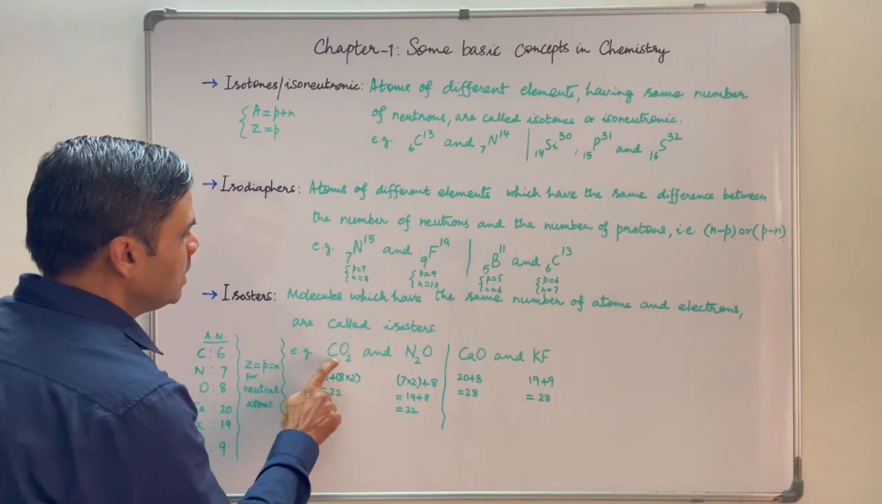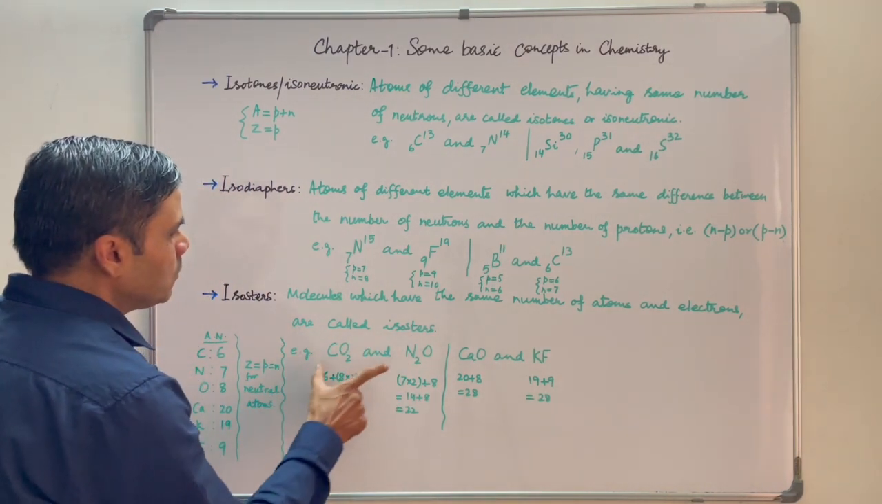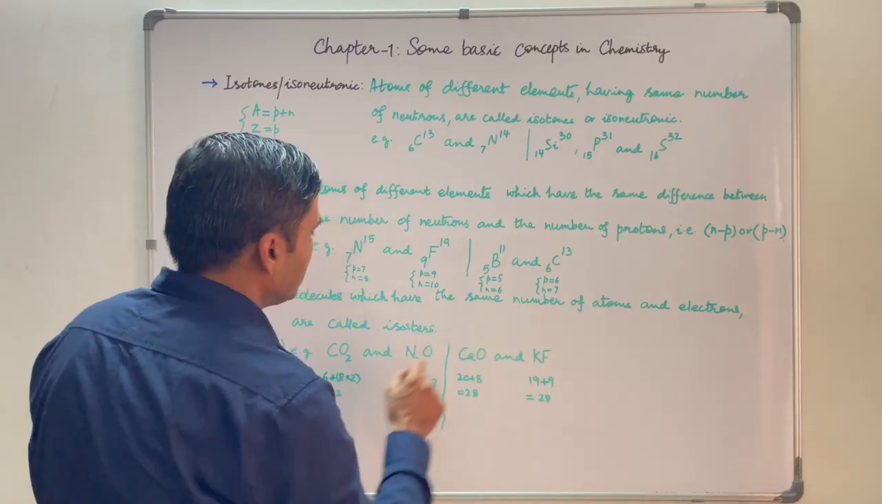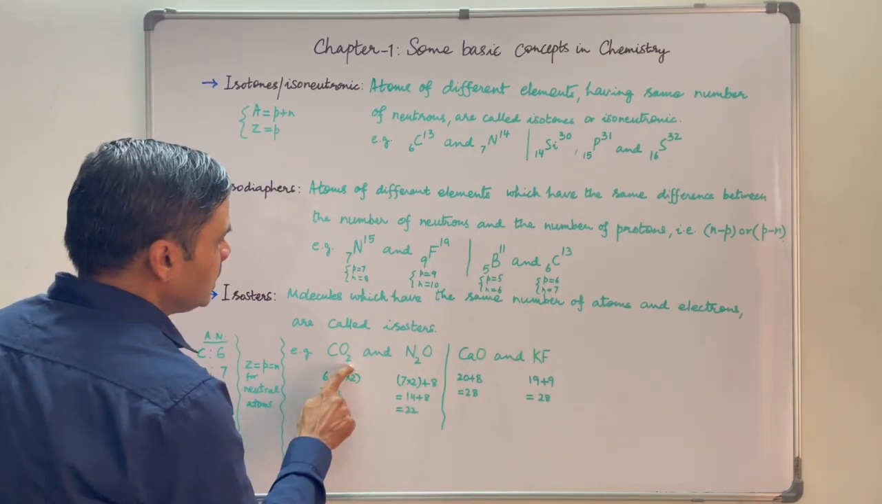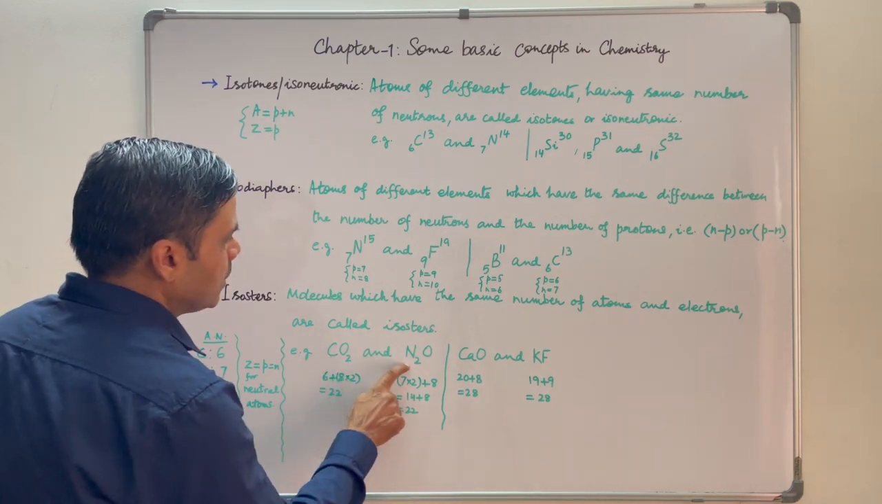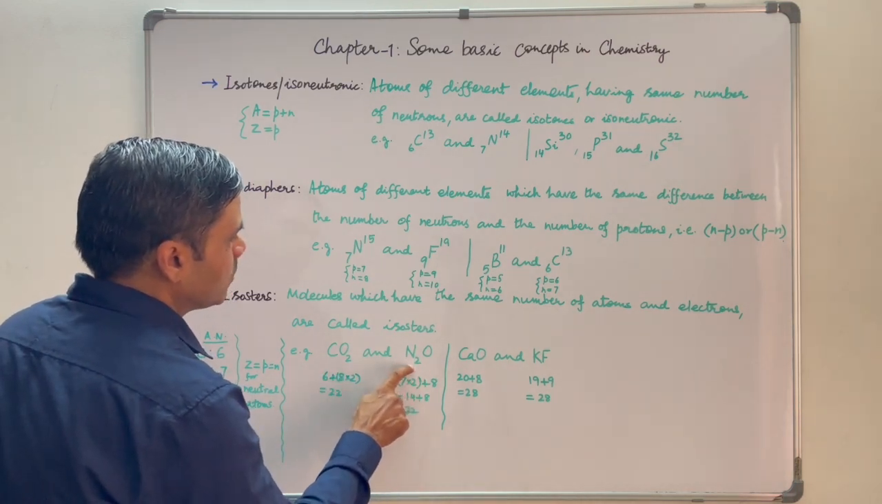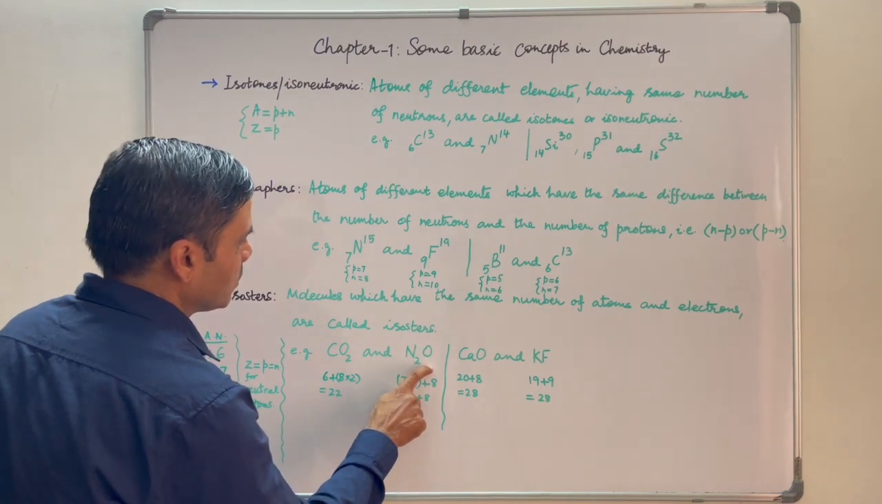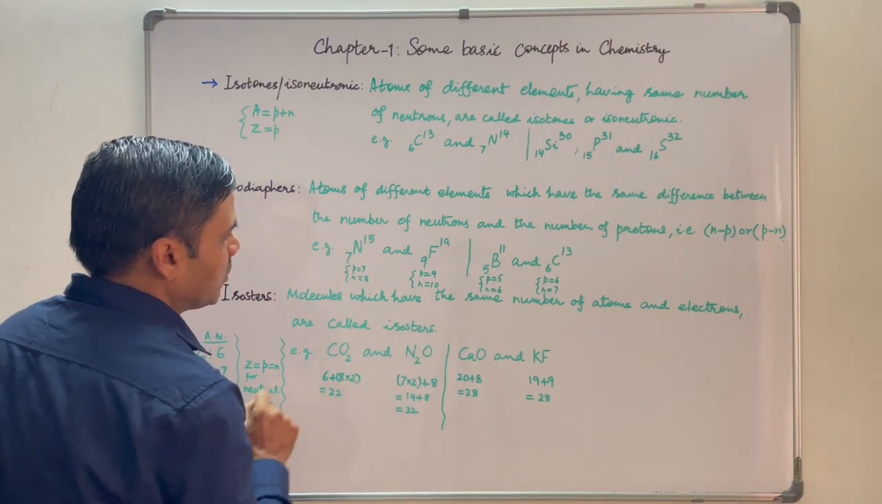Isosters. Molecules which have the same number of atoms and electrons are called isosters. For example, CO2 and N2O. We will verify the number of atoms first. CO2 has 3 atoms, 1 atom of carbon and 2 atoms of oxygen. N2O has 3 atoms, 2 atoms of nitrogen and 1 atom of oxygen. So they have the same number of atoms.